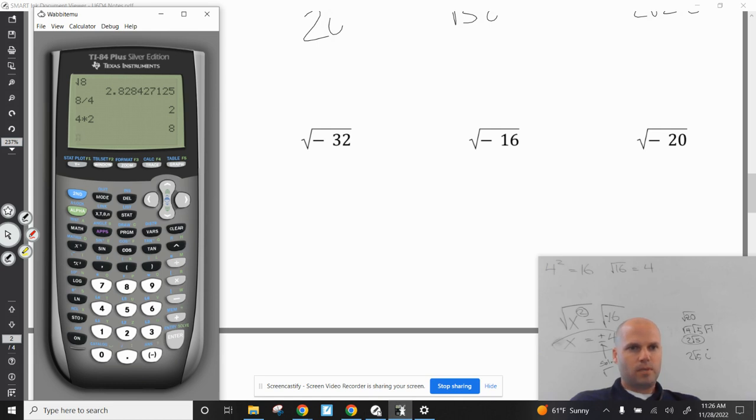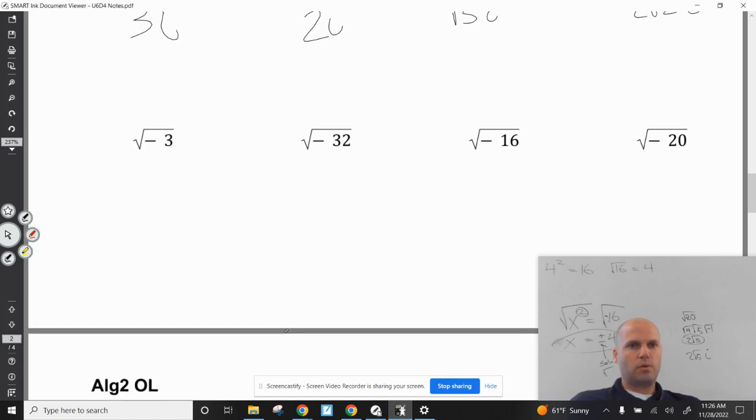Square root of 3, can't do it. So we would write this as the square root of 3. That's imaginary. It's an imaginary number. Okay? Or times the square root of negative 1.